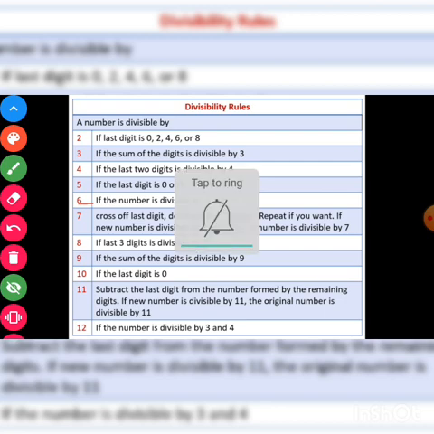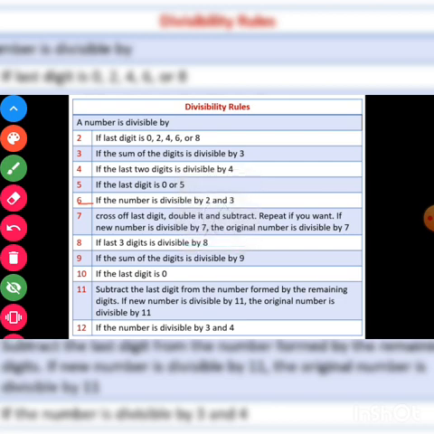Now for the divisibility test of 6, we have to check whether the number is divisible by 2 and 3 both or not. If the number is divisible by 2 and 3 both, then what we will find out? That the number is divisible by 6 also. Now let us take a number 36. First of all, let us check whether it is divisible by 2 or not. So the number is ending with 6. It's an even number, so it will be divisible by 2.